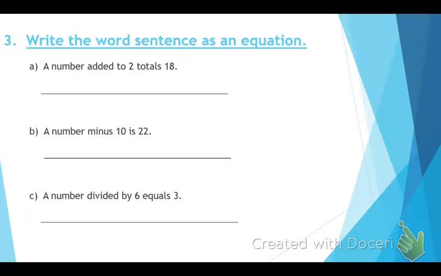All right, next section, number 3, says to write the word sentence as an equation. Who could help me write this as an equation? A number added to 2 totals 8. Zariana, what should it say? X plus 2 equals 8. Very good. Okay. Who would like to do the next one for me? A number minus 10 is 22. Christopher. X minus 10.